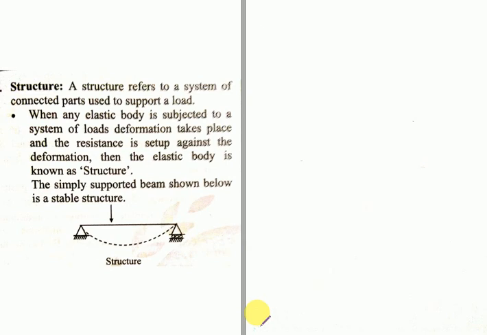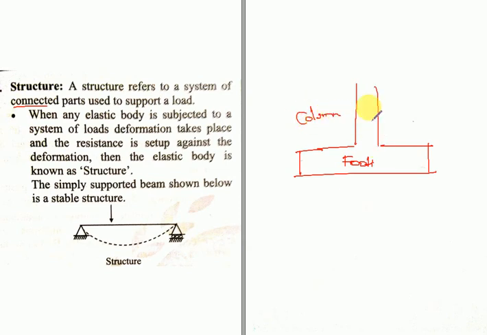First of all, what is a structure? A structure refers to a system of connected parts used to support a load. So what do you mean by connected parts? A system of connected parts. In construction, the base consists of a footing. The footing gets connected to a column. Is it right? Then the column is connected to a beam. Upon the beam, it contains a slab.